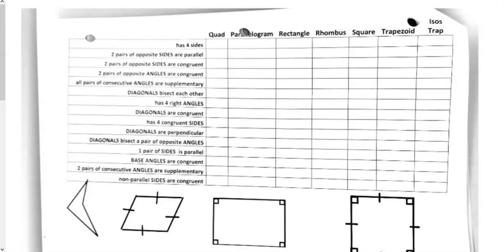Okay, so you have the green piece of paper, and basically you're just going to copy the green piece of paper into your notes, just so you have it. And we're going to talk about this real quickly. Okay, so all of these shapes have four sides. They're all quadrilaterals.